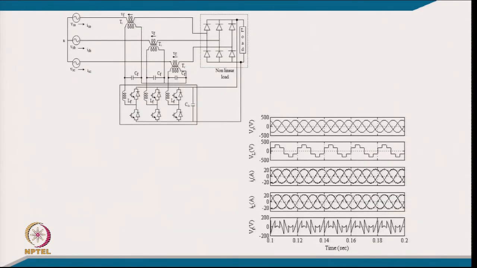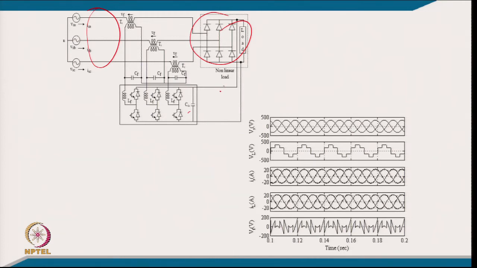So, this is the typical circuit of this series active filter. We have a non-linear load with the capacitive filter, the DC link is common with the series active filter, and the series active filter has to inject voltage in such a manner that we force all the 3 phases to conduct all the 3 diodes, and these currents become sinusoidal in phase with the supply voltage.